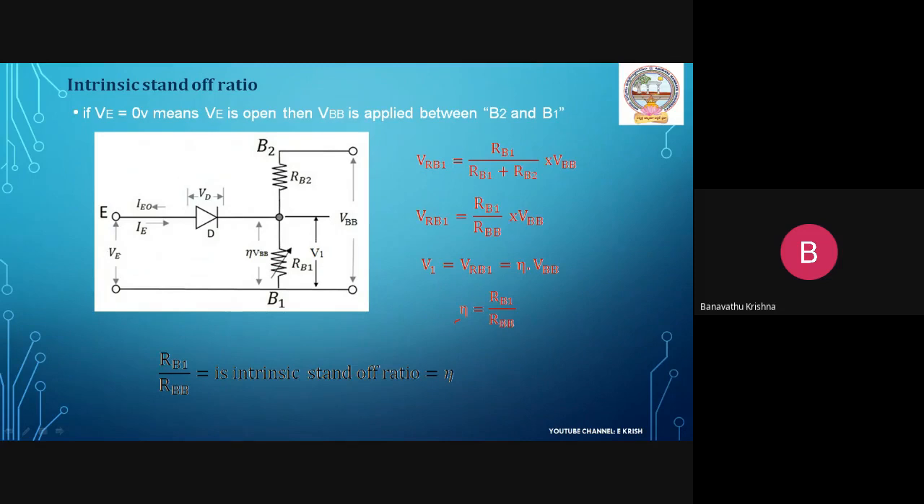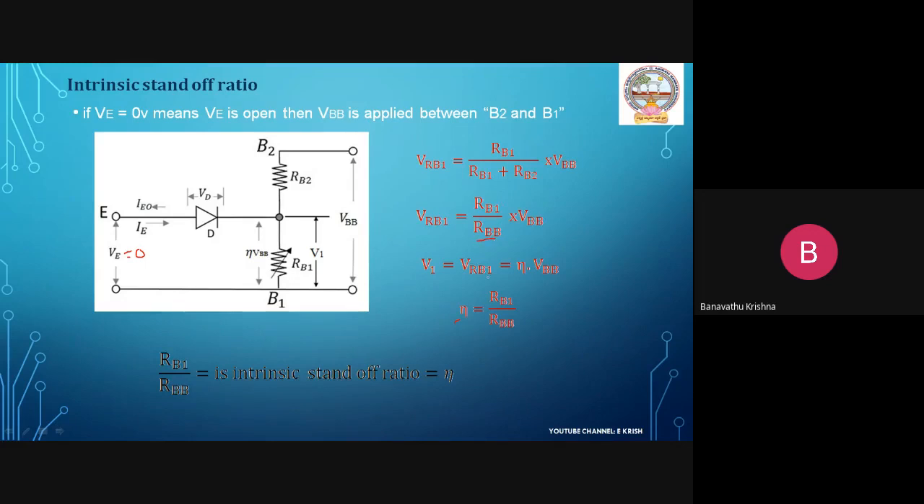With VE equal to 0 volts, it acts as an open circuit, and the voltage VBB is applied between base 2 and base 1. By the potential divider rule, the voltage drop across RB1, VRB1, equals RB1 by RB1 plus RB2, into the total voltage VBB. Here RB1 and RB2 are the inter-base resistances of the silicon bar, so we take them as RBB, the total base resistance of the silicon bar. So VRB1 equals RB1 by RBB into VBB.